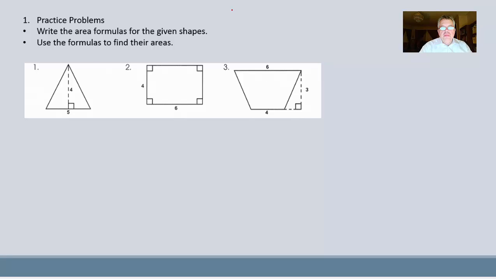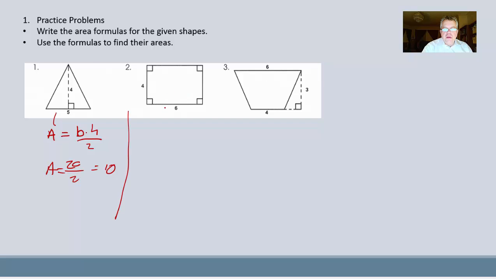So we have triangles, rectangles, trapezoids, and parallelograms. So the first step is to recognize what it is. So this is obviously a triangle. And the area formula for a triangle is base times height, all divided by 2. So we just got to recognize the shape, use the formula. So right here, the base is 5, the height's 4, so this would be 4 times 5, which is 20, divided by 2, which is 10. No problem.